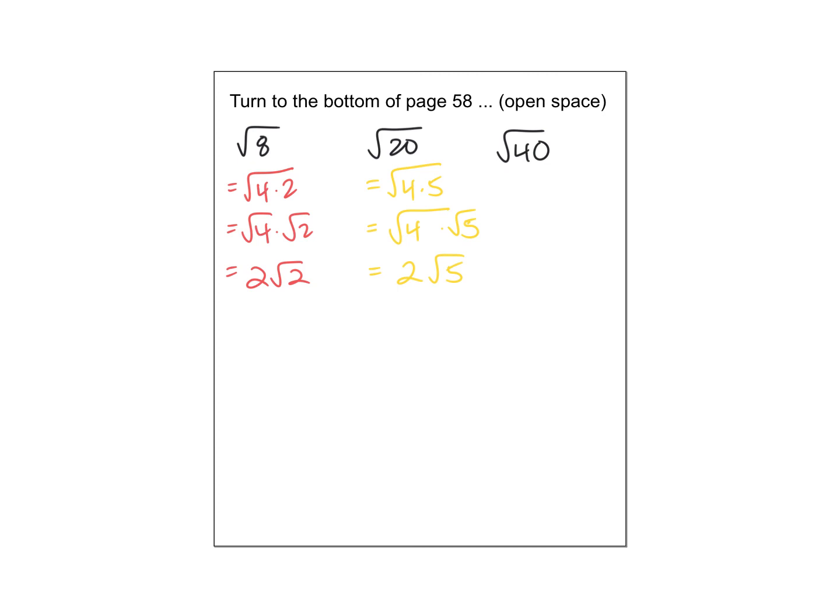Last but not least, let's go to 40. Again, the biggest perfect square number that goes in is 4. Man, I'm targeting the fourths today. So we have the square root of 4 times the square root of 10. Remember, you can give each of the numbers their own radical and reduce to 2 square root of 10.